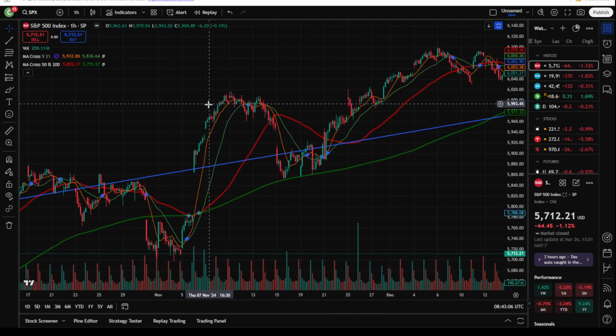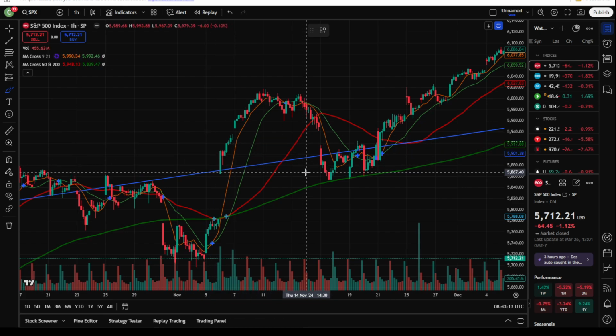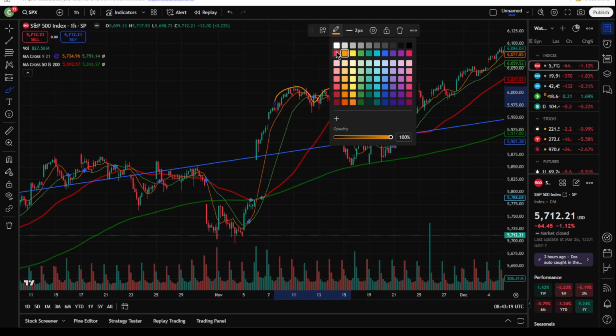Oh, this one's a good one. And I'll draw it out for you guys so you can see better. So we broke out of this line, which is cool. But you can see here an M pattern's forming, right? Let's make this red for M pattern.